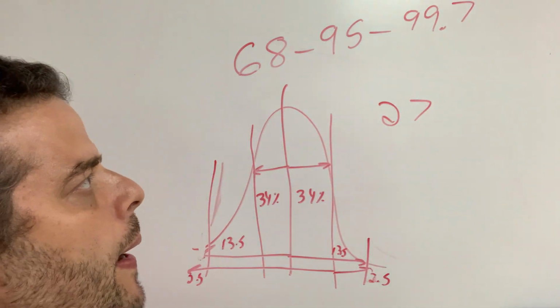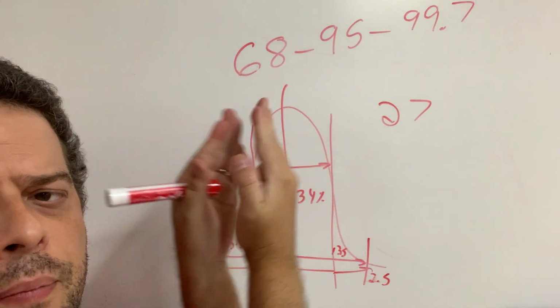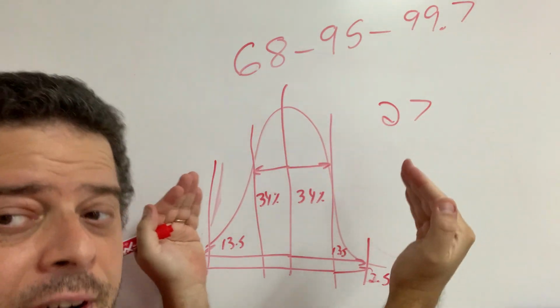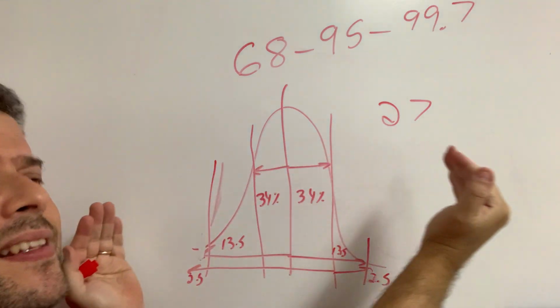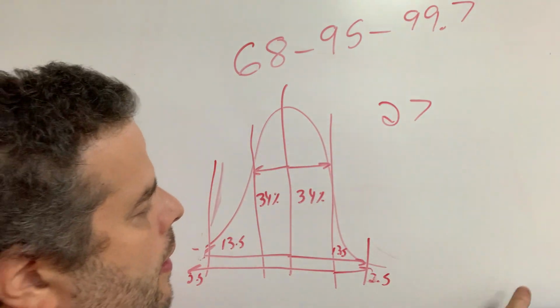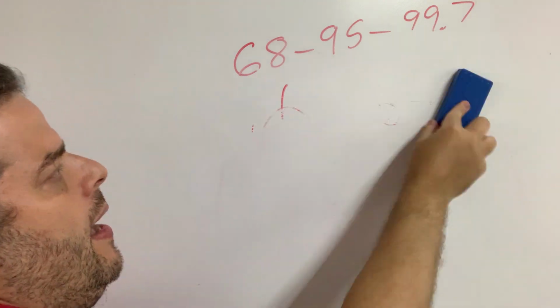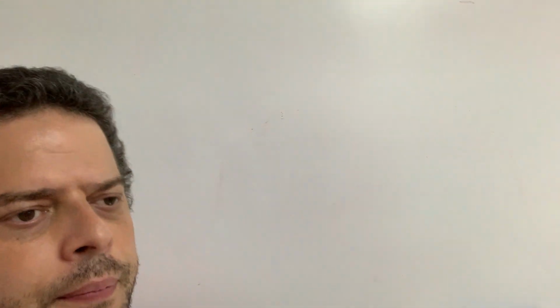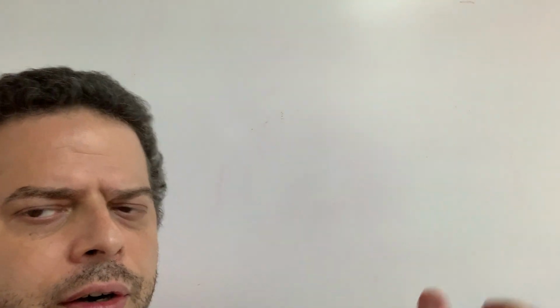Está bien. But 1 standard deviation from the mean, 68%. 2 standard deviations from the mean, 95% of all values. 3 standard deviations of the mean, 99.7. That's pretty much it. And how do we work with the standard deviations and the means? How do we draw the curve and the values?